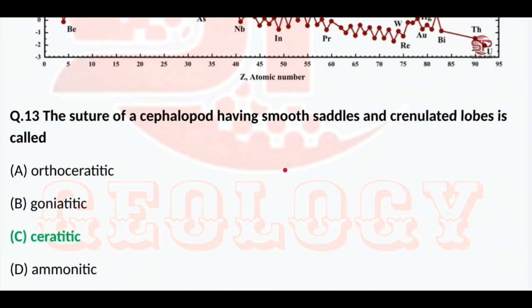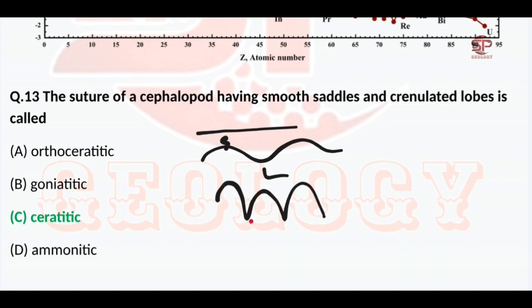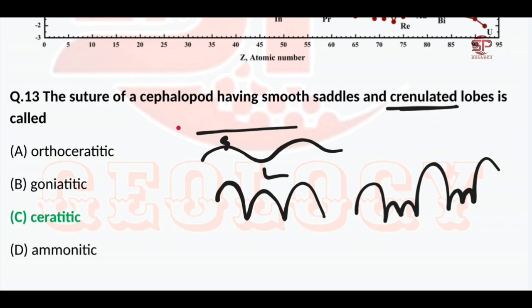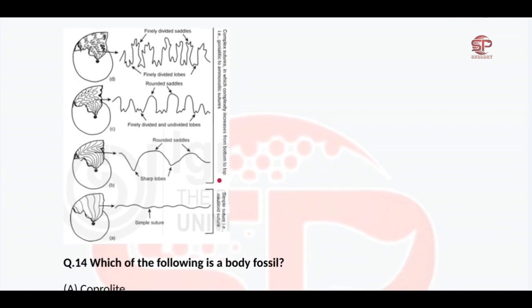The suture of cephalopoda having smooth saddle and crenulated lobe. There are five types of suture. One is straight, then this is a rounded saddle, rounded lobe; this is your saddle, this is your lobe. Then another like this, rounded saddle, angular lobe. Then another like this, rounded saddle, finely divided or crenulated lobe. These are orthoceratitic, nautiloid, goniatitic, and this is ceratitic. The ceratitic has a rounded saddle but crenulated or finely divided lobe. Then comes the ammonitic, where all the saddles and lobes are finely divided. So according to the question, it will be C. You can also see this from the diagram.